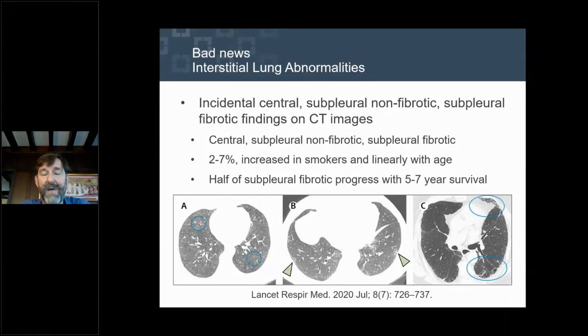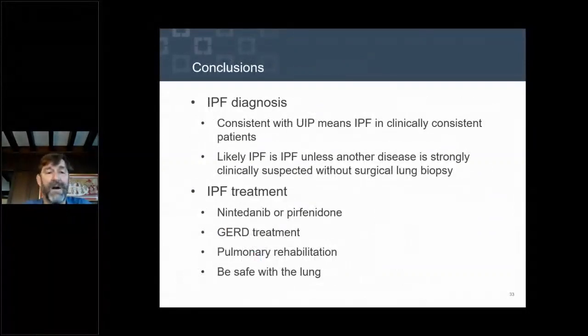The problem is that when we watch these, the subpleural fibrotic ones usually progress, and in 5 to 7 years, not only do they have IPF or fibrotic disease, they die. So that's the little bit of news. When I used to see these scans, I would say, it's probably nothing. You don't have a cough. You don't have any shortness of breath. Don't worry about it. But now I do worry about it, and I do get follow-up. I get baseline PFTs, of course, and then in 6 months get a follow-up CT and follow-up PFTs because I'm worried about them progressing. And so that's the end of my talk.